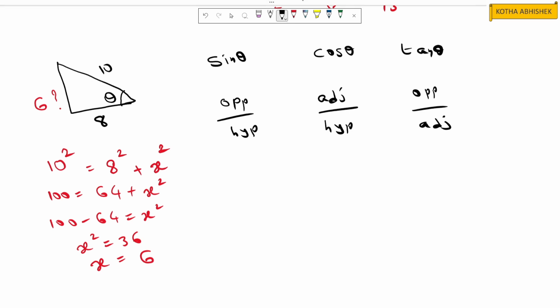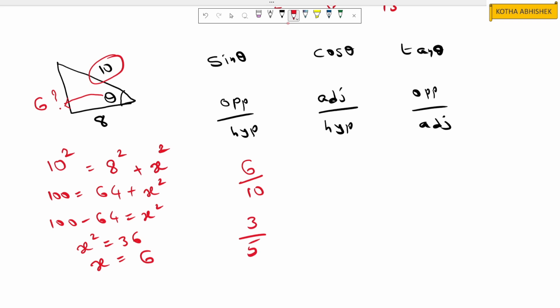Now first let us go with sine theta. Sine theta is opposite by hypotenuse, right? For theta, opposite is this unknown side, which we just found to be 6. So 6 divided by hypotenuse, which is always the longest side, that is 10. 6 by 10, if you do simplification, 2 threes are 6, 2 fives are 10. So 3 by 5 is the value of sine theta.